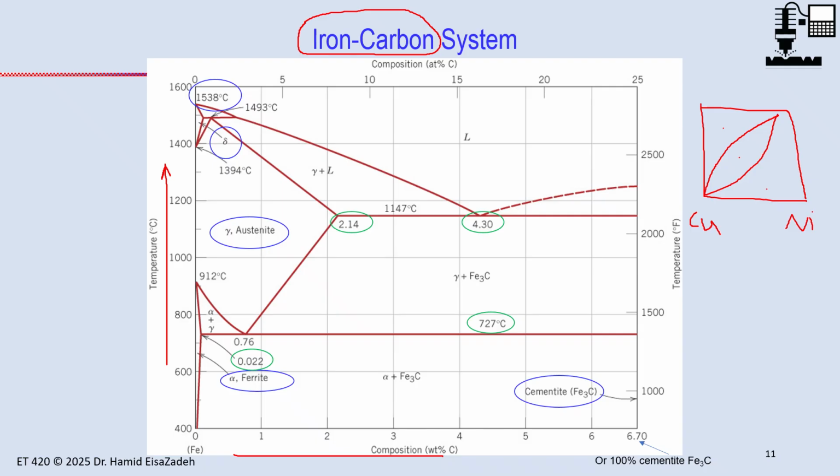As I mentioned before, we are interested up to 6.7% of carbon, and that amount of carbon gives you 100% cementite, Fe3C. Okay, and cementite is a brittle, hard material. We discussed the phases. As you see here, we have various phases. We will discuss them later in the next slides, but keep that in mind.